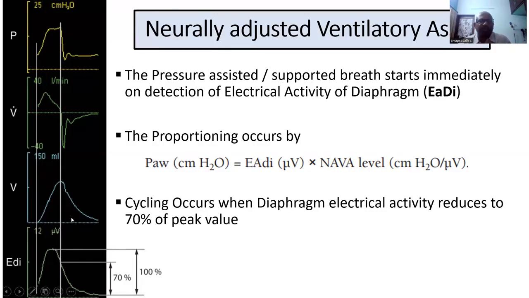And cycling, here you can see, will occur when the diaphragm electrical activity comes down to 70% of peak value. Like in pressure support, where you saw that when the flow reduces to 25% of the initial value, it will cycle. In a similar way, here it cycles when the activity comes down to 30%. So NAVA is a very advanced mode. It is more physiological, more synchronous, more comfortable, and it gives good tidal volume and ventilation support. The only thing is the cost and the availability, which is limiting in regular clinical use. Servo I, the Maquet ventilator, has incorporated NAVA so that it gives more comfort.